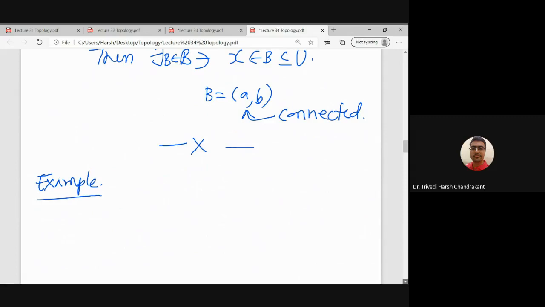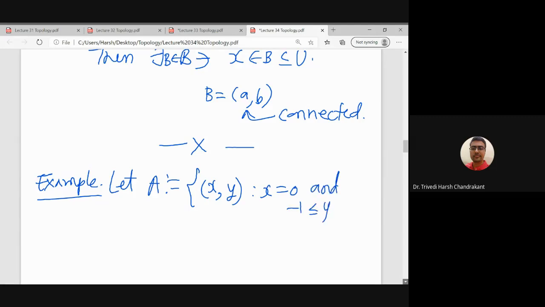So here we will see some example of a connected space which is not locally connected. So let us consider a set. We are taking sets in R2. If I take (x, y), where x is 0 and -1 ≤ y ≤ 1.